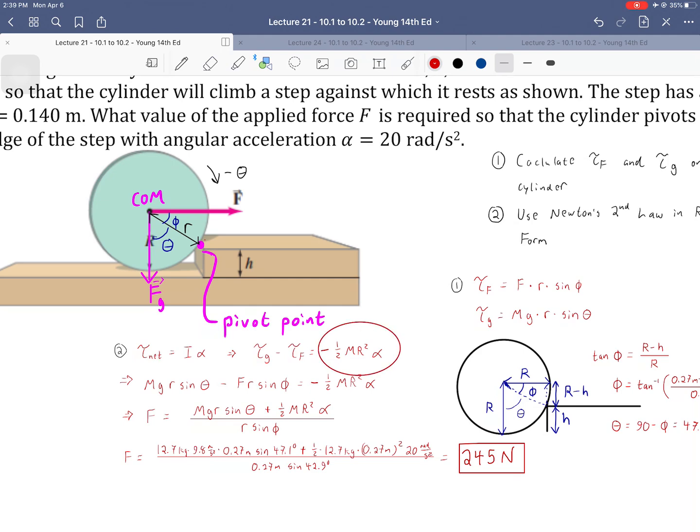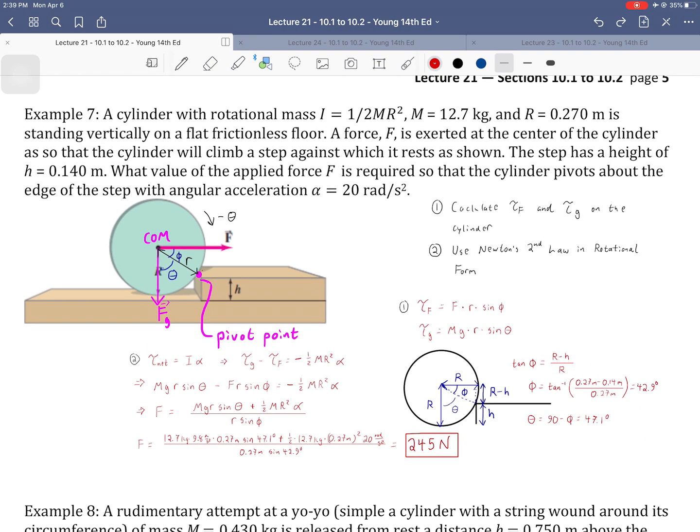Okay, and I had to be consistent. I called the clockwise direction negative, which means I had to continue to call the clockwise direction negative. Also, I should be clear here and say the cylinder pivots up the step, which is a more clear phrase than "about." That makes it really clear that I'm talking about it going in the clockwise direction.